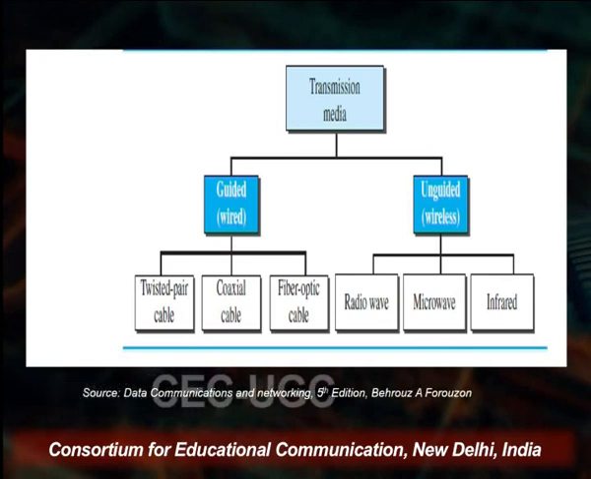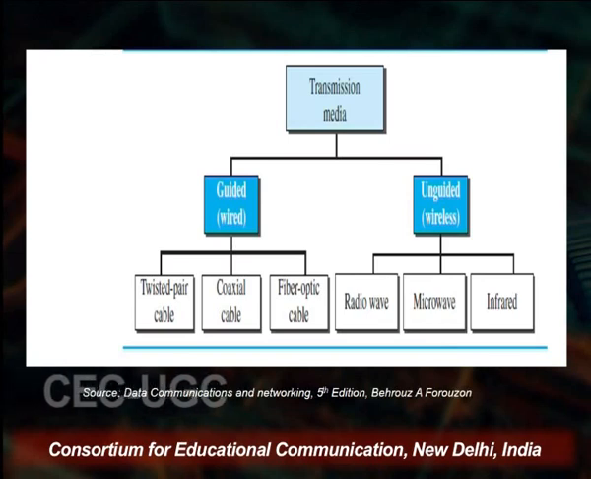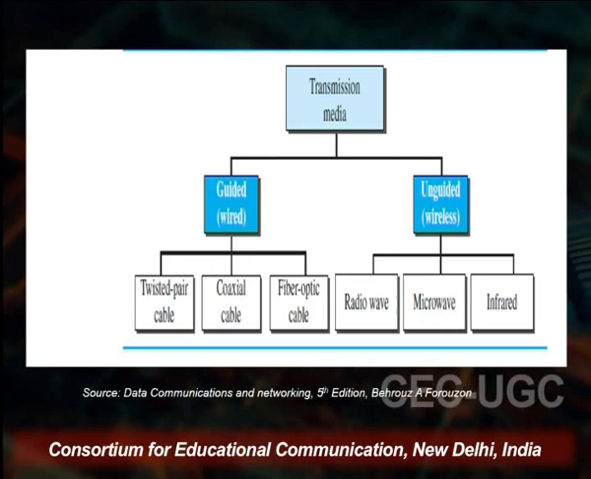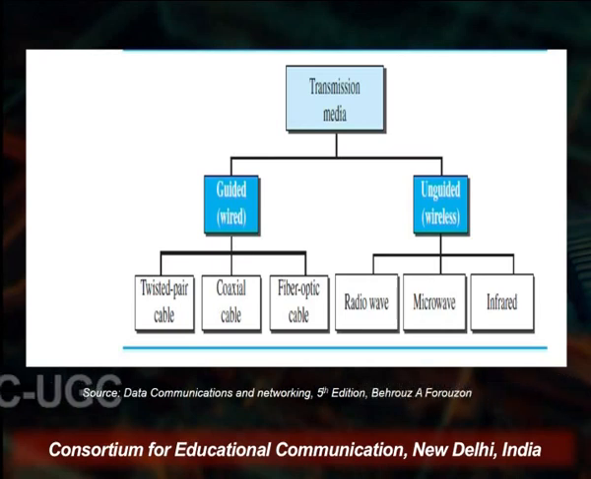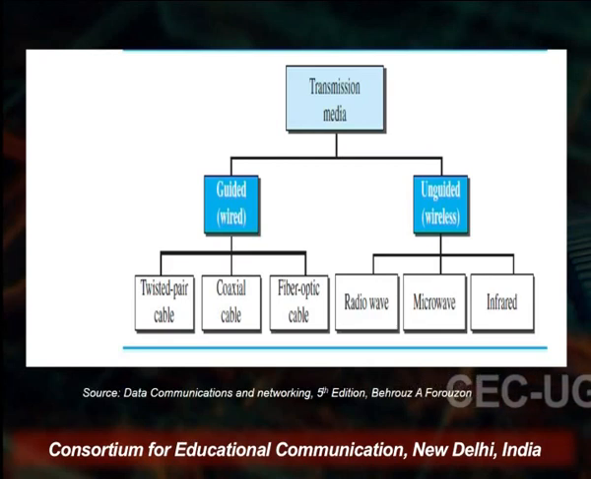Wired media means that the signal will be confined to the limits of that wire only, whereas in wireless media the air or the free space will be used as a transmission media. So, the signals are not confined to a particular path or a particular area in which they will flow. They can take any path, any particular route for moving.